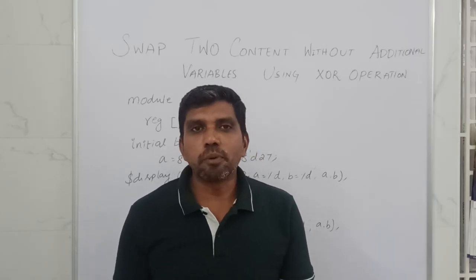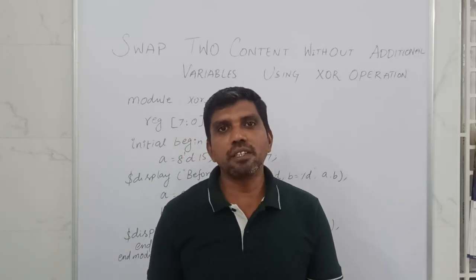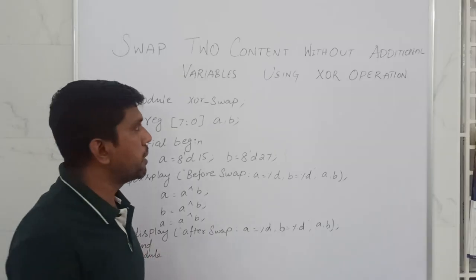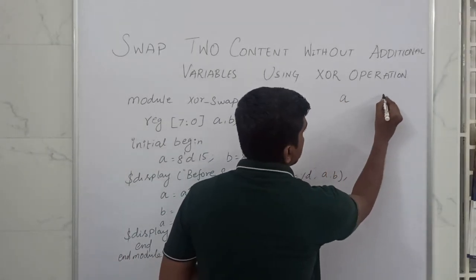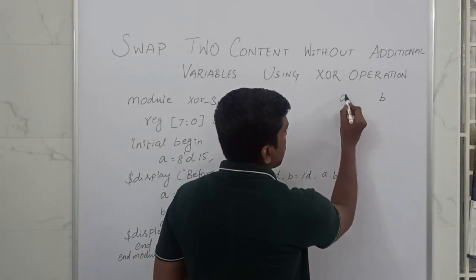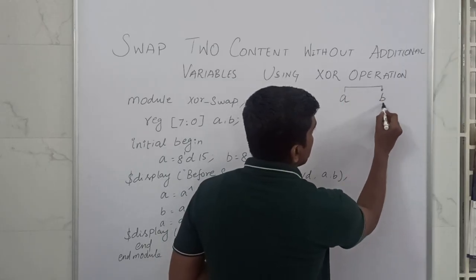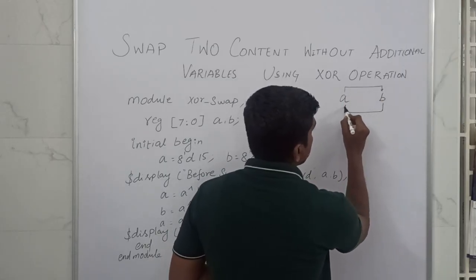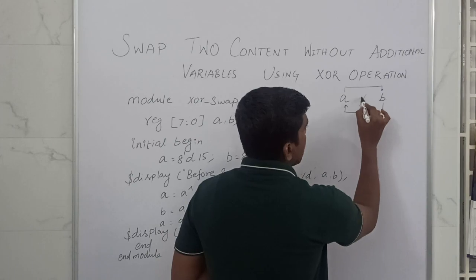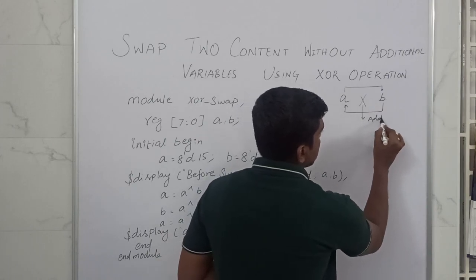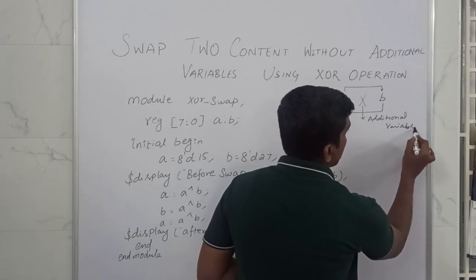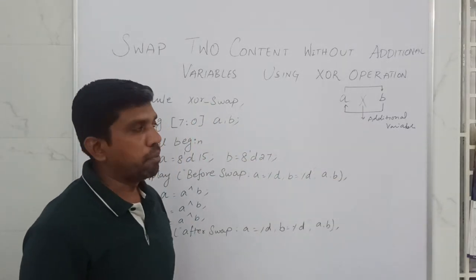Today's class I am going to discuss swapping two contents without using an additional variable, by using the XOR operation. In this program I swap the content between the A variable and the B variable. Let me assume two variables. After execution of this program, the A value goes to B and the B value goes to A, without using an additional variable.